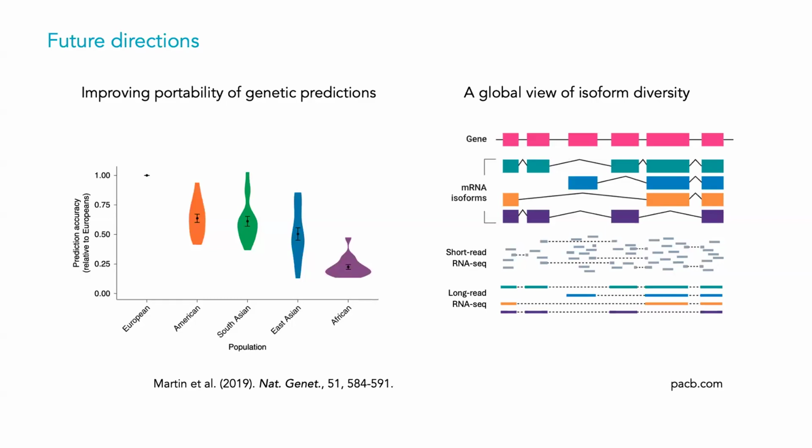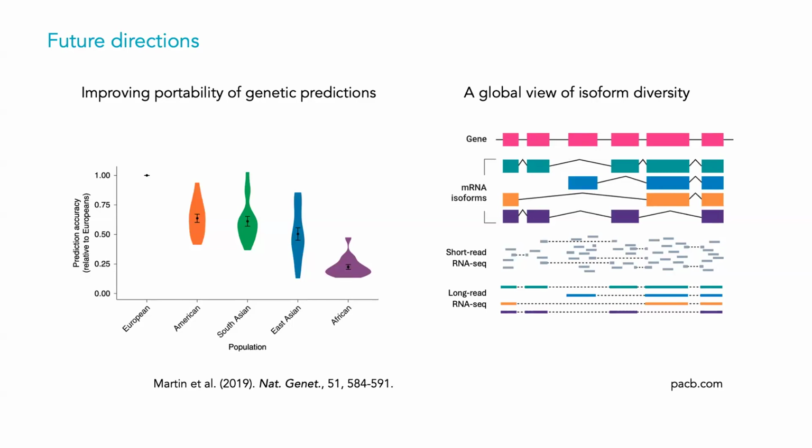So a couple of directions that we're trying to take this in the future is basically trying to use some of these principles to address questions about the portability of genetic predictions. In addition to detecting these associations, you can then use that information in reverse to try to predict gene expression as a phenotype.